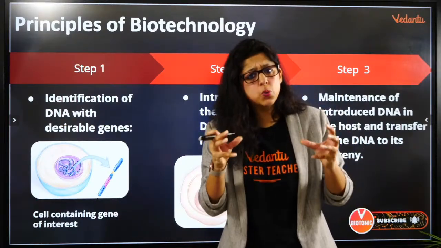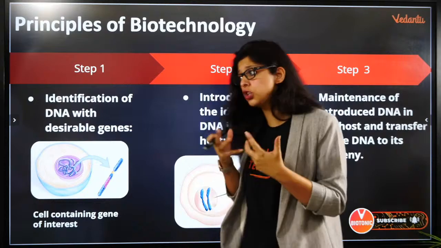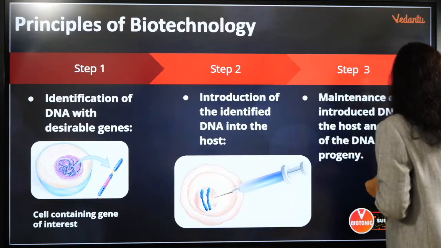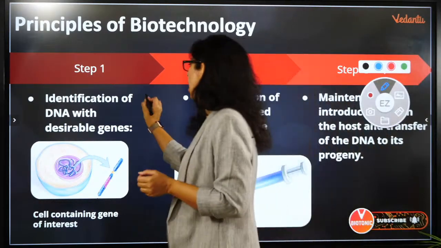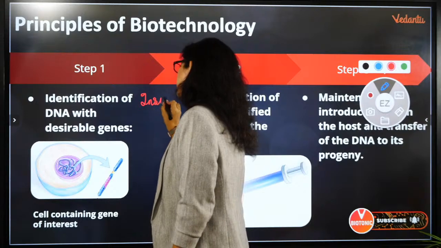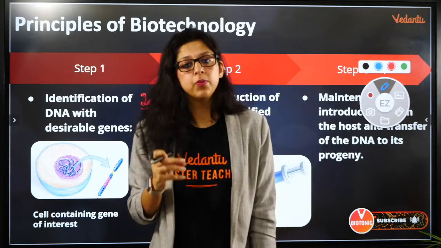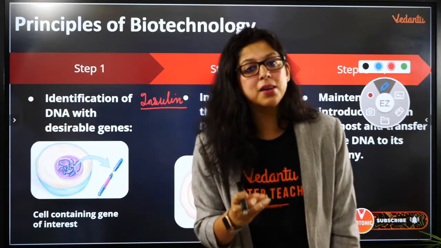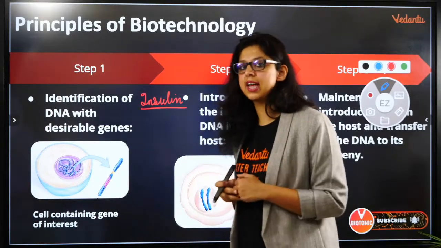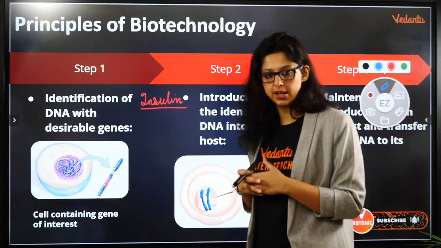The most important is I need to identify a DNA with a desirable gene. I want to make insulin. I want the DNA of insulin. Once I make insulin in the laboratory, I will call it humulin. The first people to identify it were Banting and Best. Frederick Sanger was one person who was also associated with them.